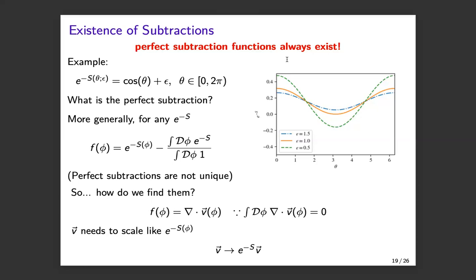And then more generally, for any e to the minus S distribution, one example of a perfect subtraction is something like this. This f of phi integrates out to 0, and if you subtract this from e to the minus S, you get rid of this whole thing and you're left with a constant function. But of course, this is not a unique solution. There are many other possible functions that integrate out to 0 but still give you no phase fluctuation in the end. So again, how do we find them?